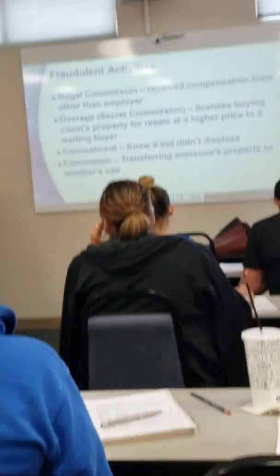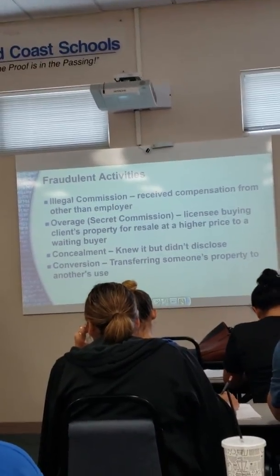One that says overage: say for example you buy that property, not for a waiting buyer, but say another year or two you have a buyer. That does not apply to you. You have to have a buyer waiting at that point in time when you do it. Key word here is a waiting buyer.